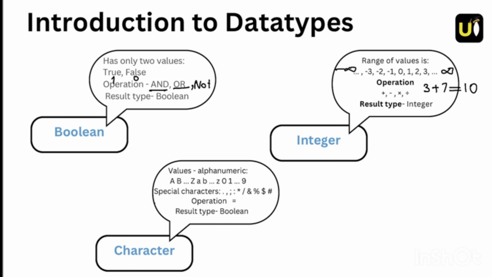There's another operation we can perform on these, which is the comparison operations. That is either greater than, less than, or equal to. In this case, the result type is Boolean. So the result is Boolean.